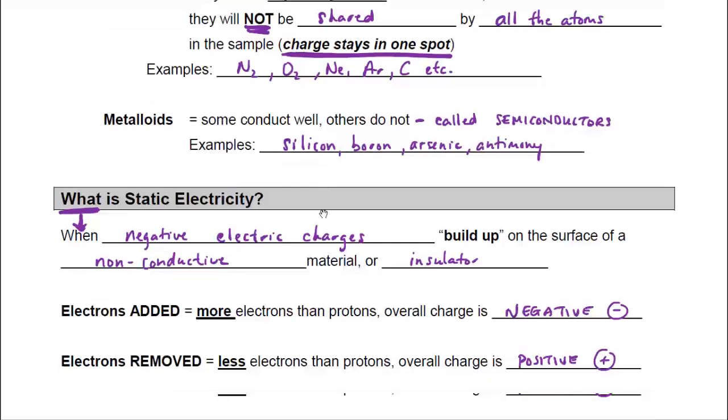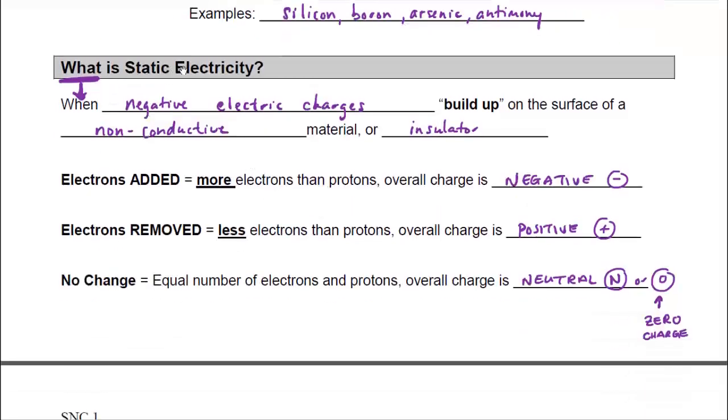So silicon. So what is static electricity exactly? Well, it's when negative electric charges build up on the surface of a non-conductive material, or an insulator. An insulator doesn't allow electric charges to move through it. They're going to stay put. So if you throw some negatives onto a surface, they're going to stay exactly there until they can be discharged. And we'll talk more about that in a second.